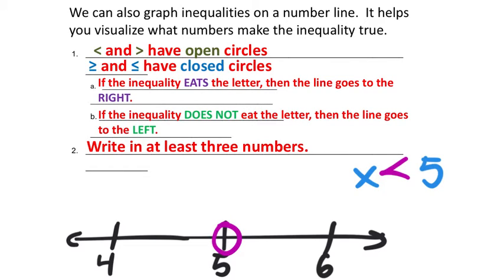Now we have to indicate all the values on this number line that would make the inequality true. So I see x is less than 5. That means everything that's smaller than 5, everything to the left of 5 here, would make it true. Now I can do that with a line like this one.